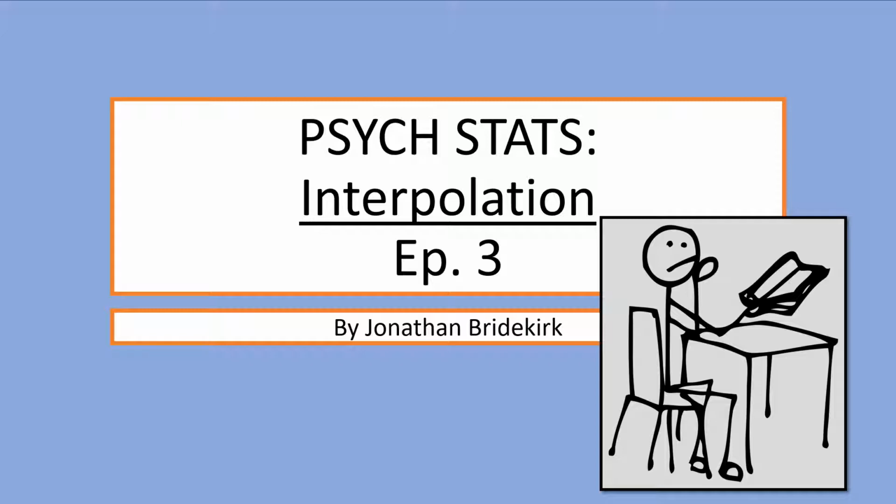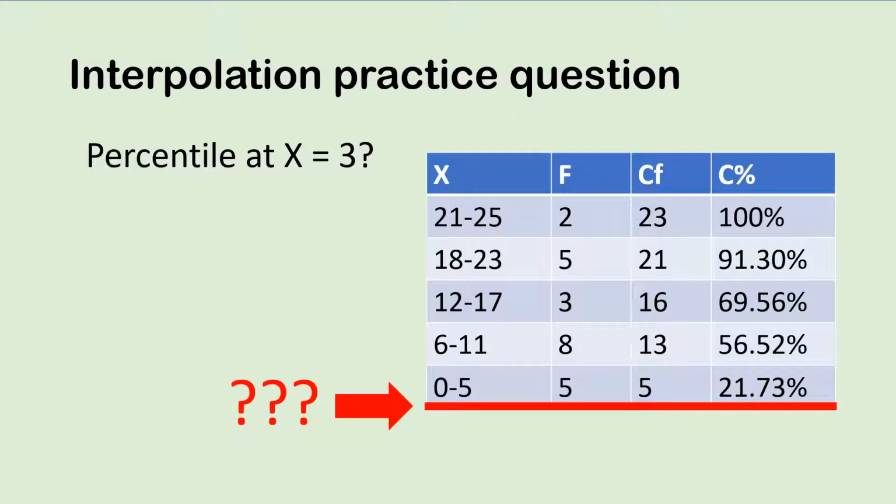Similar to episode 2, this will just be a question for you to try and solve, and I'll provide the solution thereafter. So here is the question. Find the percentile when the raw score equals 3. Feel free to pause the video at this time and resume once you've completed the question, and we'll go through the question together.